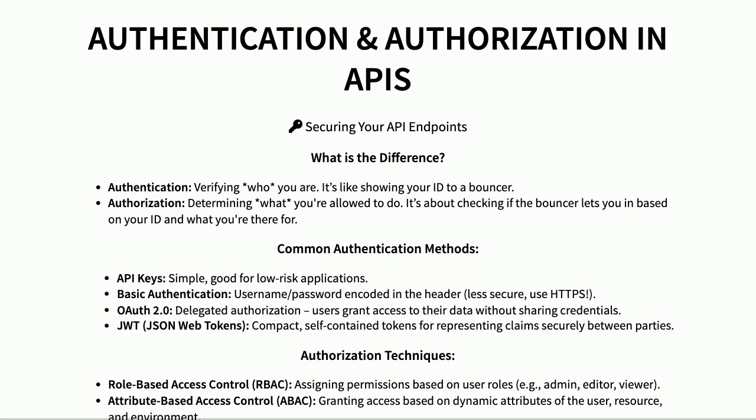Let's talk about keeping your API safe. Authentication is all about verifying that whoever's asking for data is actually who they say they are, like showing your ID at a club. Authorization then takes it a step further, deciding what you're allowed to do once you've proven your identity. There are several ways to handle this, from simple API keys to more complex systems like OAuth 2.0 and JWT. RBAC and ABAC are popular authorization techniques. Think of RBAC as assigning different levels of access based on roles, and ABAC as a dynamic way of controlling access based on lots of factors.